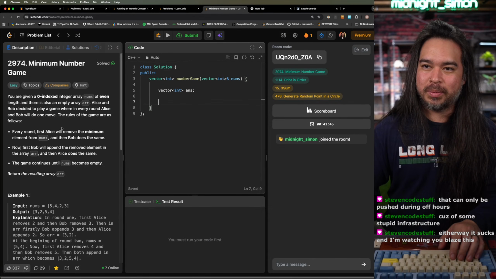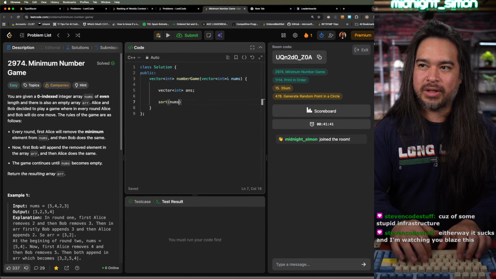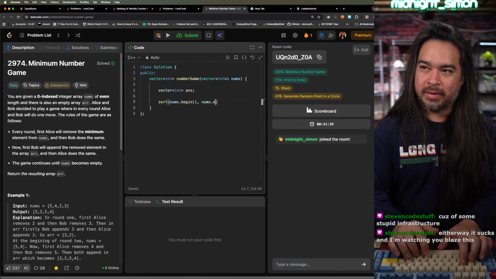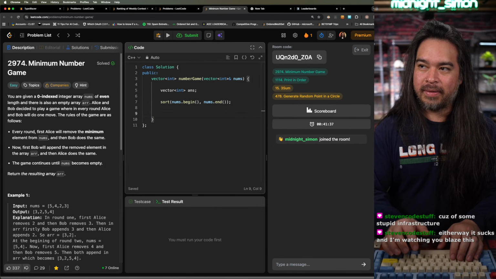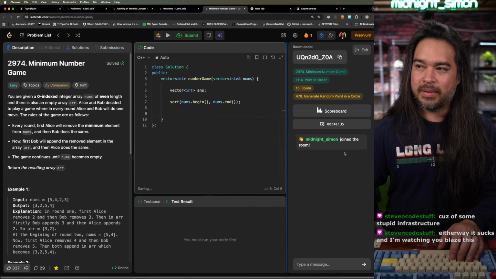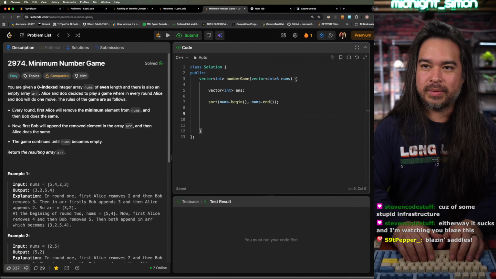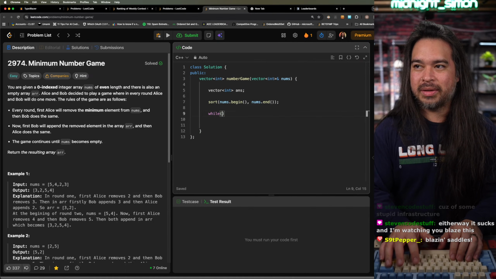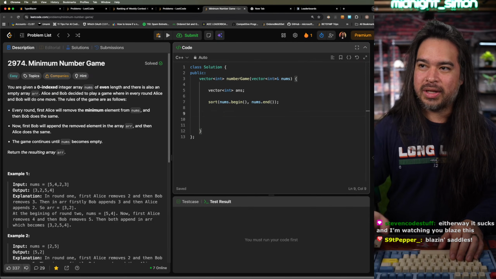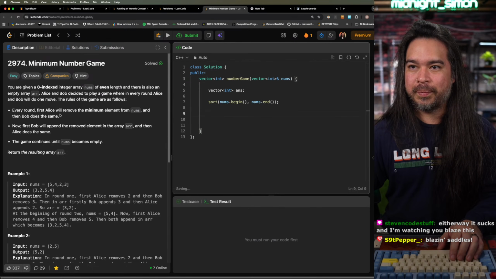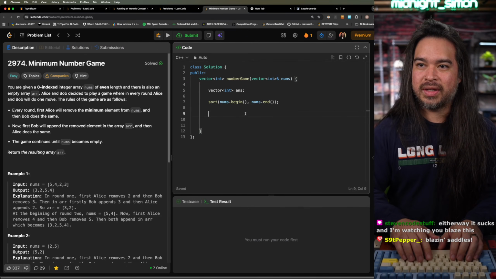So they want to remove minimum elements. Bob does the same. So we're going to sort nums. And then we're going to remove the first 2 elements until nums is empty. Wait, how should I do this actually? Should I just iterate through?